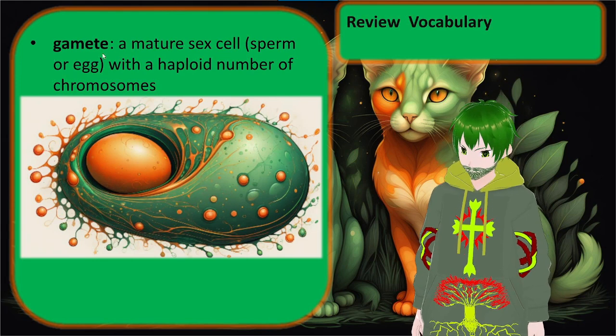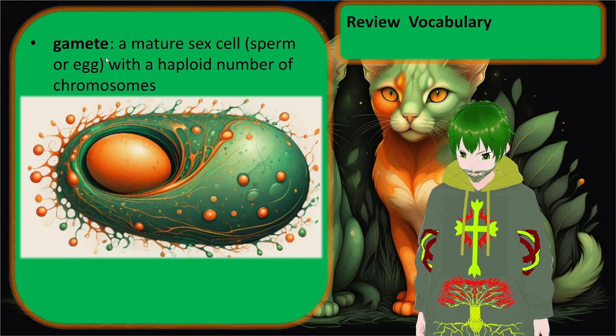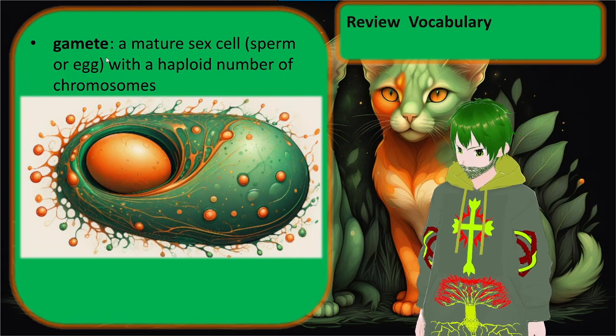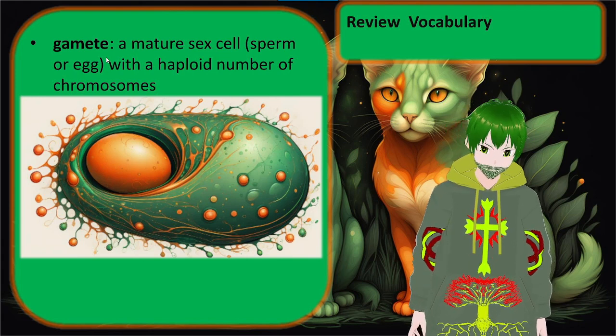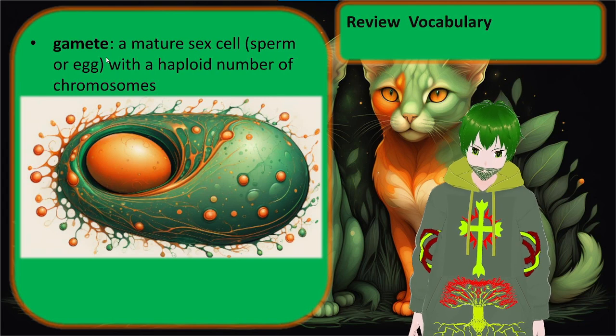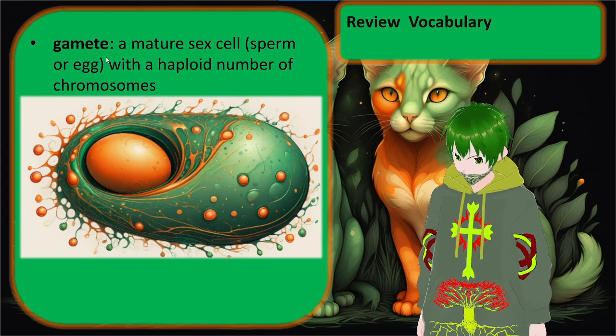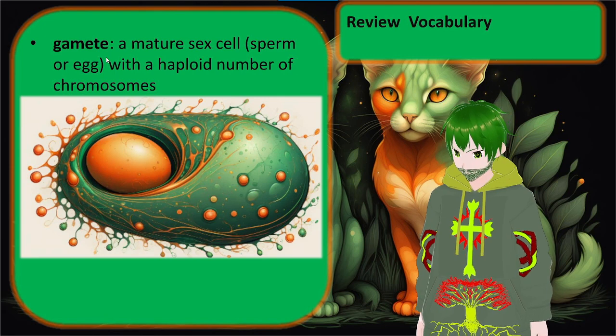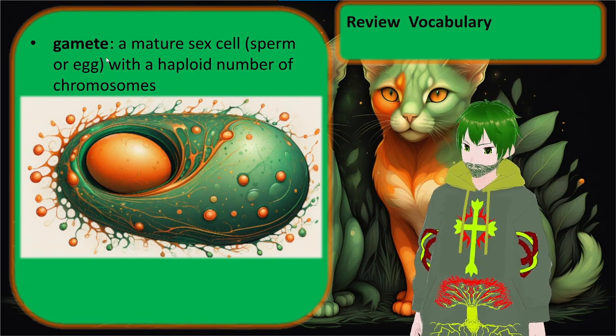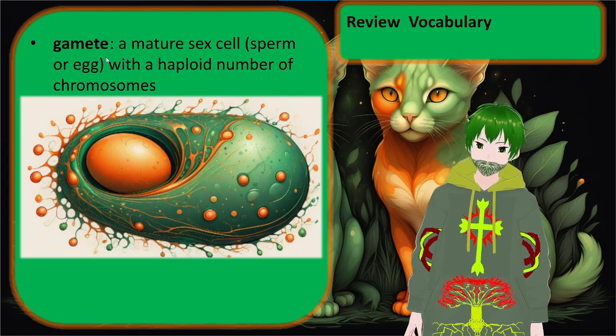Review vocabulary that you should hopefully know is a gamete, which is going to be a sperm cell or an egg cell, a spermatozoa or an oocyte that is involved in sexual reproduction, which goes from 1N as a sperm or an egg to a 2N diploid organism.